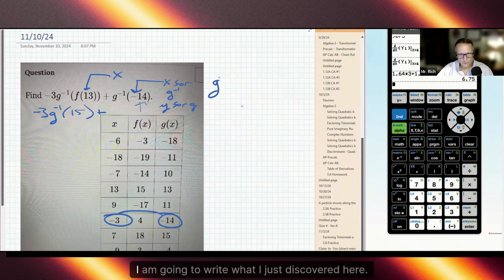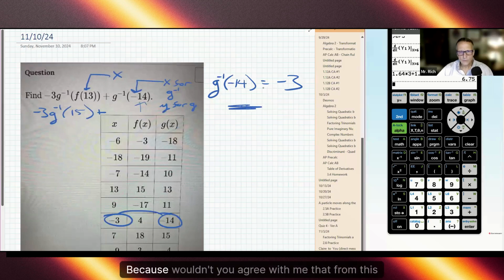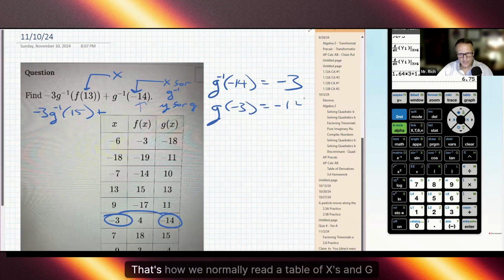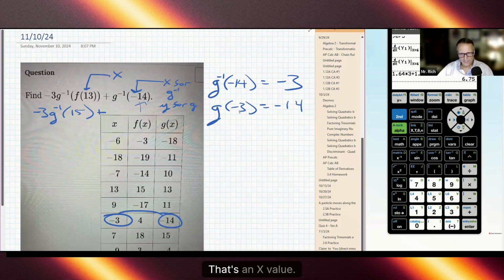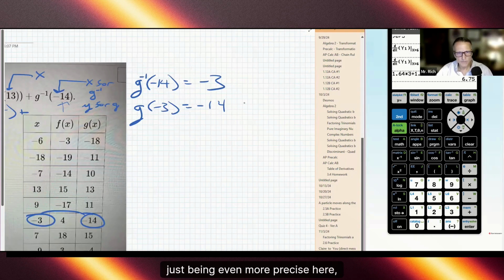Just for clarity, I am going to write what I just discovered here. That must be equal to -3. And you may say, well, how? Wouldn't you agree with me that from this table, g of -3 is -14? That's how we normally read a table of x's and g of x's. That's an x value, that's the y value. So what this tells me, being more precise, is that the point -3, -14 is on the g function.